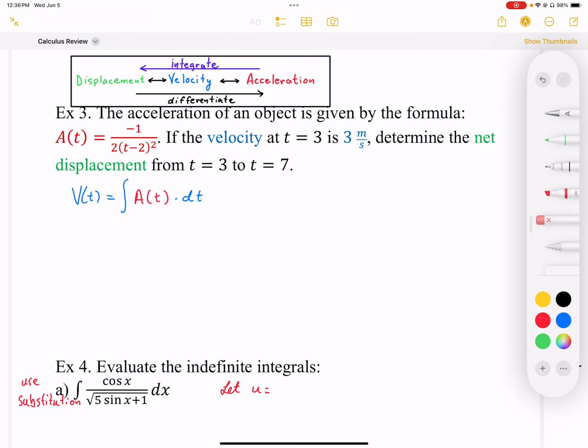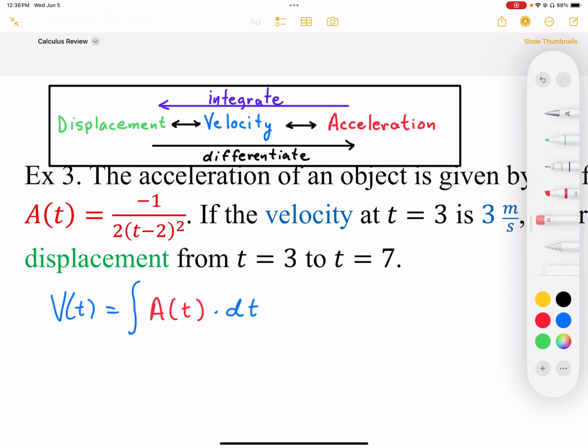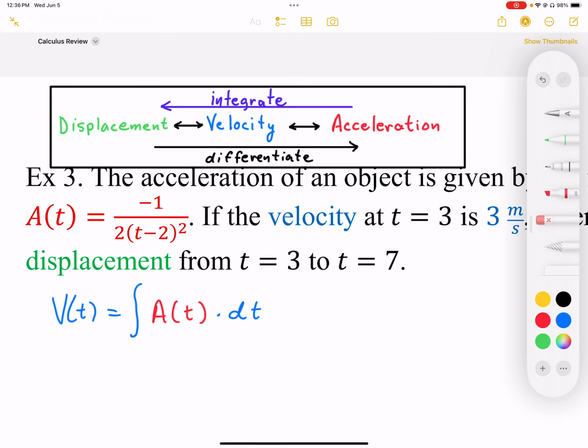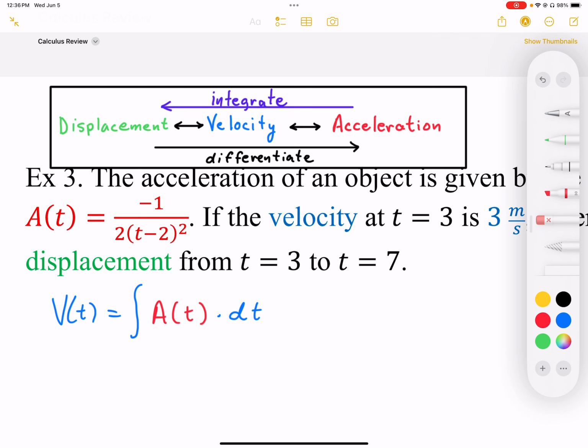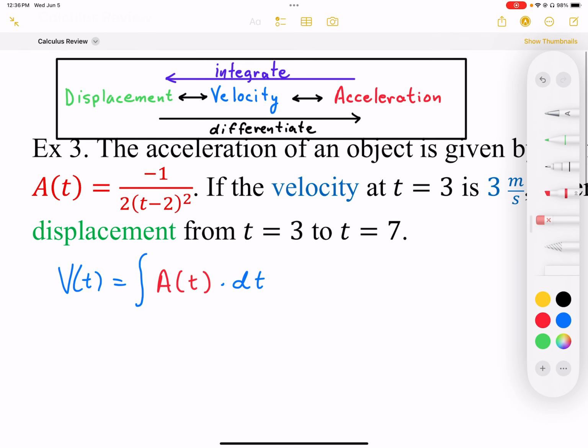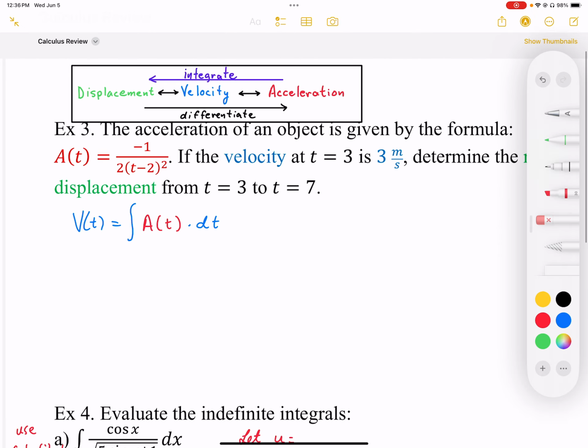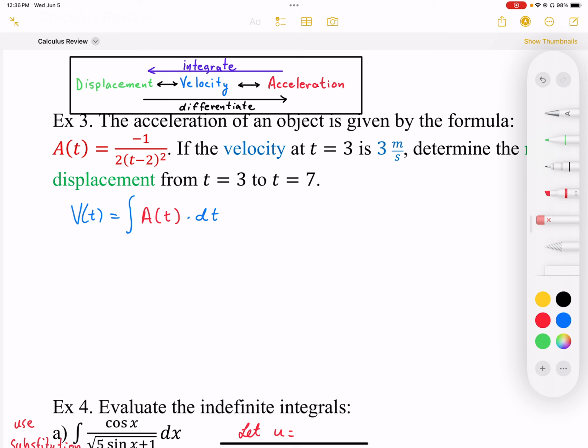So first thing is, make sure you understand the relationship between displacement, velocity, and acceleration. As we go from displacement to velocity, we differentiate, and we differentiate again to get to acceleration, and we would integrate going the other way around. This problem starts with acceleration and asks us to answer some questions about displacement. So we're going backwards, or acceleration to displacement, or integrating.